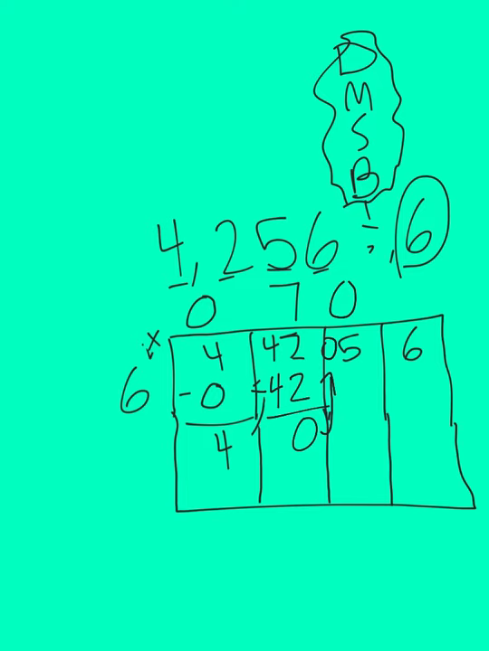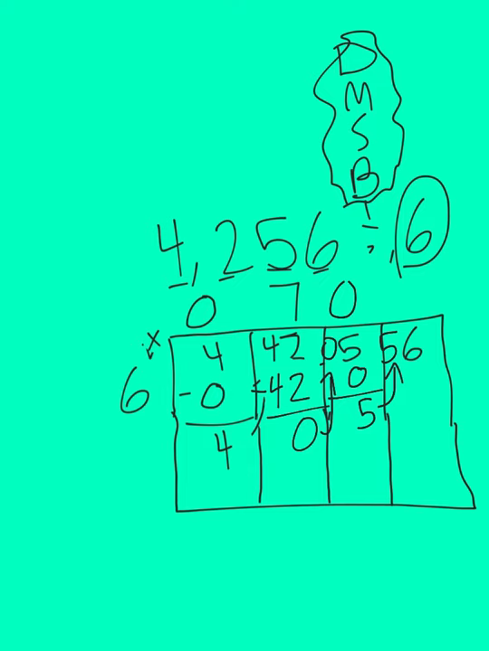Then we have to multiply. 6 times 0 is 0. Then we have to subtract. 5 minus 0 is 5. And then we have to bring up the 5 next to the 6, like this. All right, we're going to back up to the first step, the D step, and divide 56 by 6.